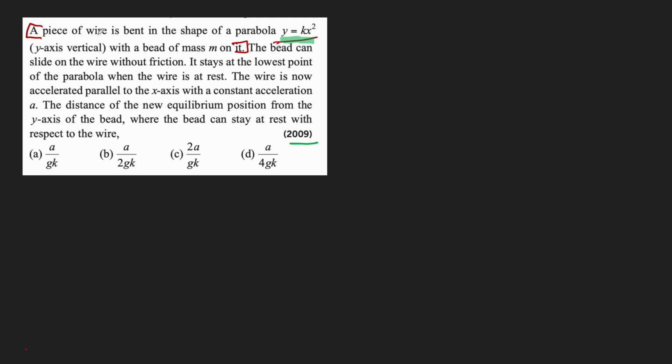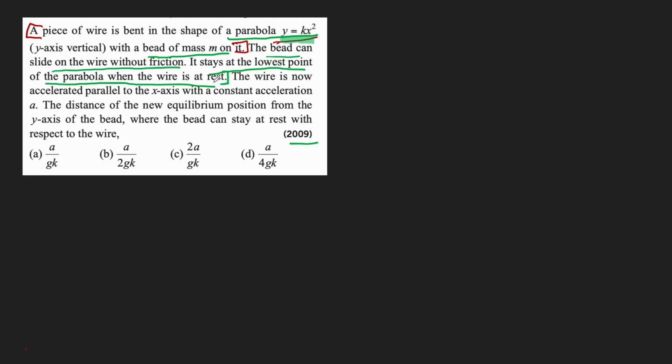A piece of wire is bent in the shape of a parabola y equal to kx square with a bead of mass m on it. The bead can slide on the wire without friction. It stays at the lowest point of the parabola when the wire is at rest. Okay, fine.